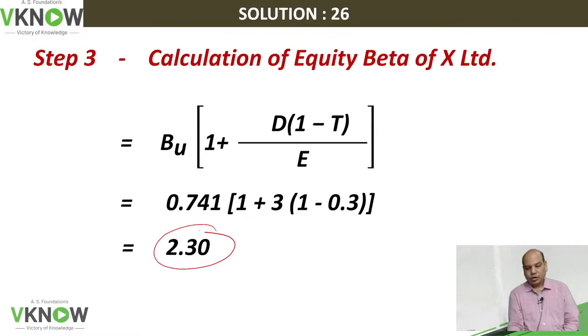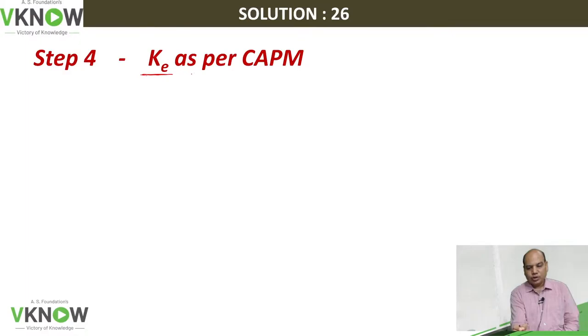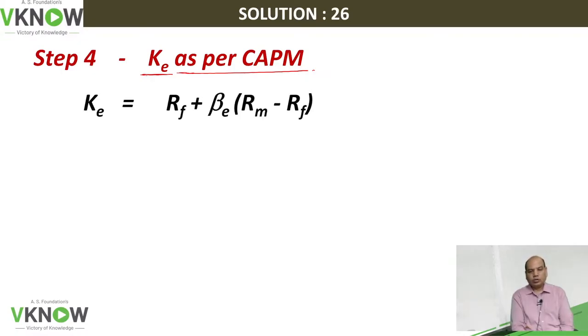Okay. Now we can compute cost of equity as per CAPM. Cost of equity as per CAPM formula: RF plus beta of equity into RM minus RF. So you can round off to two digits. You have got 2.294, make it 2.30, it's okay. 2.294 is also okay.